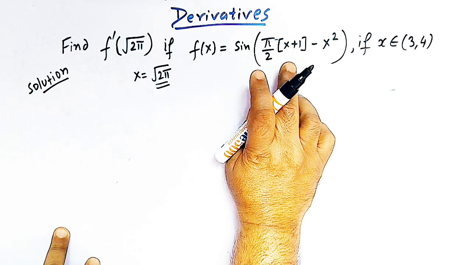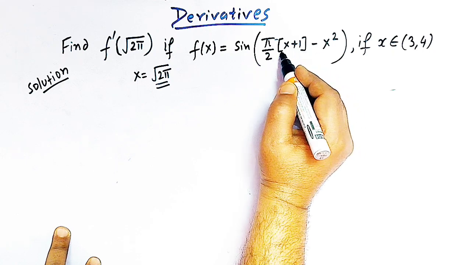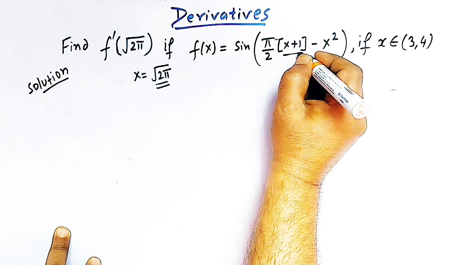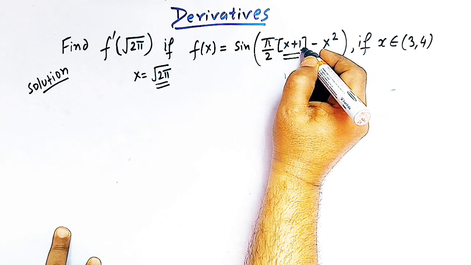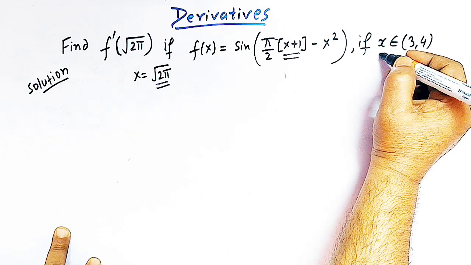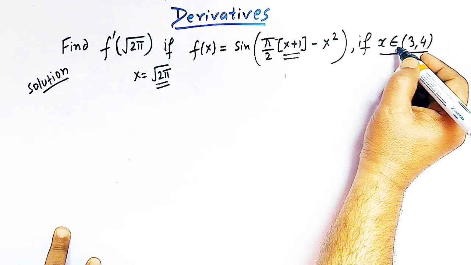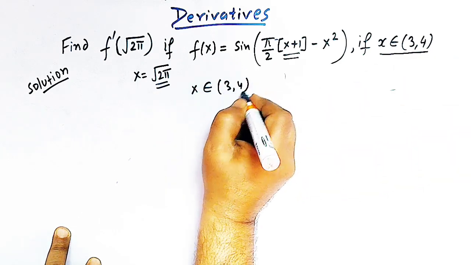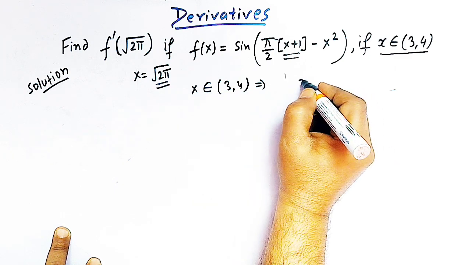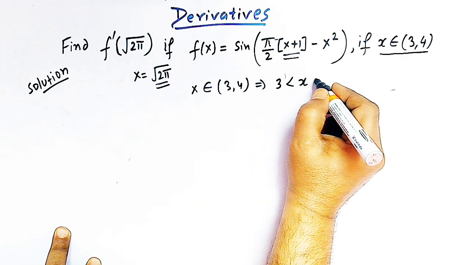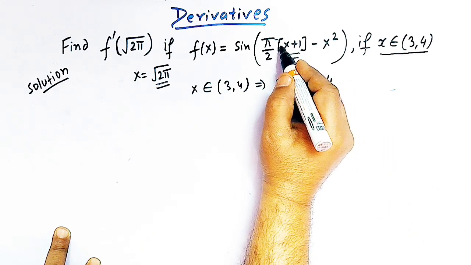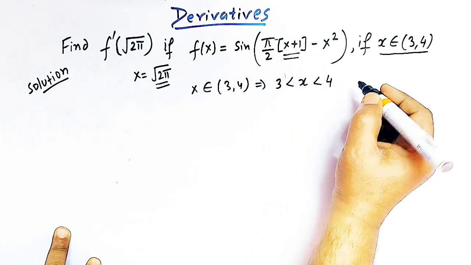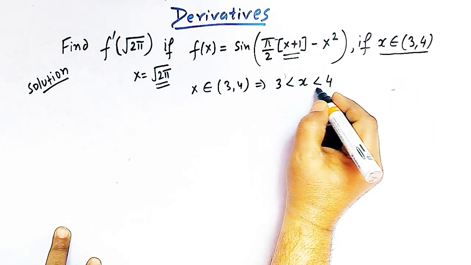So now let us first try to get rid of this greatest integer function, that is greatest integer of x plus 1. We can get rid of this greatest integer function here by using this statement, that is x belonging to the interval (3, 4). So x belongs to this open interval (3, 4), so we can also write this as x greater than 3 but less than 4. And here we have greatest integer of x plus 1. So x plus 1 can be obtained if we add 1 throughout this inequality.